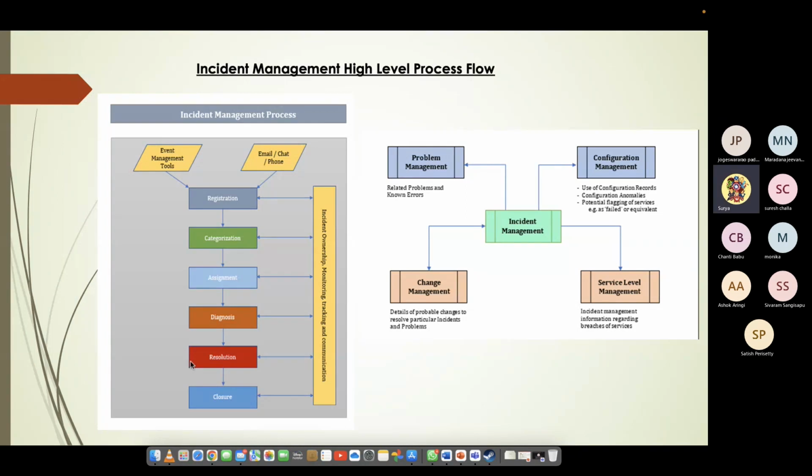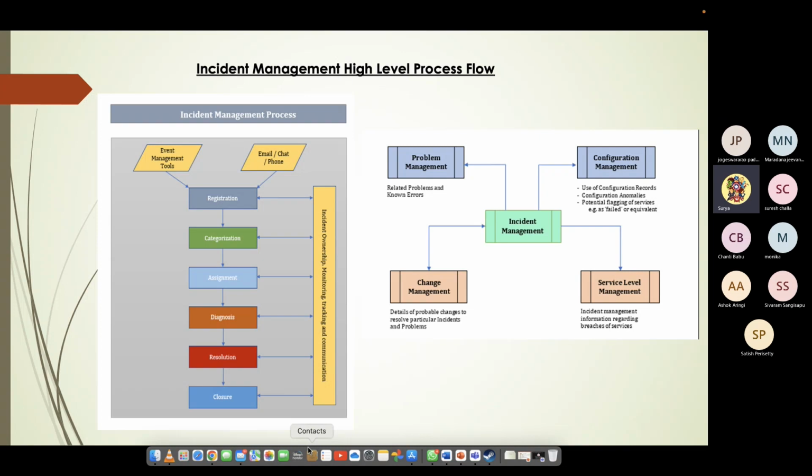So here, if you see, it is incident ownership, monitoring, tracking and communication. This is the scope of incident management. Here, resolution is not part of the incident management scope. Don't feel like you need to work on the tickets. No, you need to take care of the tickets. You need to own the ticket. You need to take the ownership of the ticket.